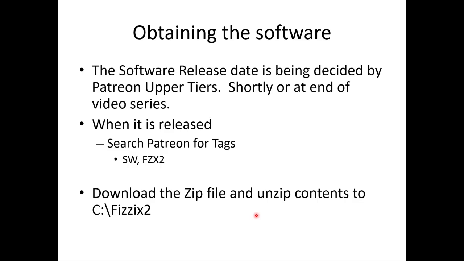So far the polling says they want it to be released at the end of the video series. When it is released, it'll be available to Patreon engineers and above. You search for the Patreon tags SW for software and Fizzix2, and you'll have a zip file that you download. Unzip the contents to Fizzix2, or just download it to a location you're familiar with. It doesn't really matter what you call it. This is typically where I put it.